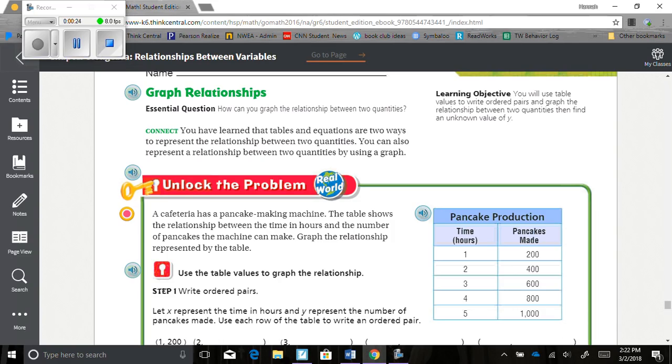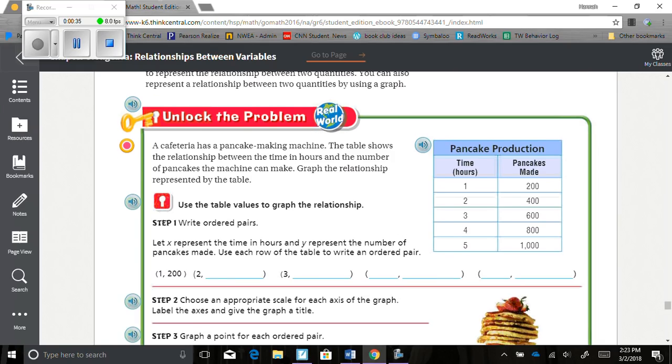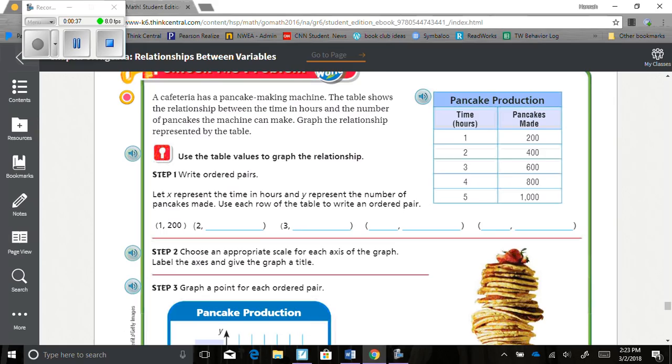Connect. You have learned that tables and equations are two ways to represent the relationship between two quantities. You can also represent a relationship between two quantities by using a graph. Unlock the problem. A cafeteria has a pancake making machine. The table shows the relationship between the time in hours and the number of pancakes that the machine can make. Graph the relationship represented by the table. Use the table values to graph the relationship.